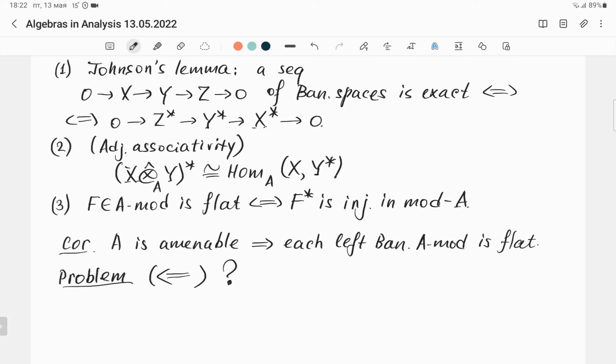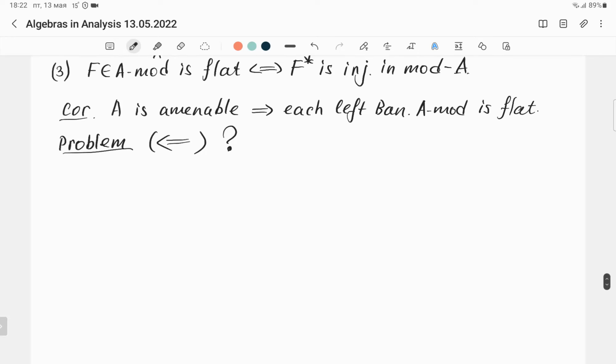Okay, so this was a short introduction devoted to Banach theory. So what we want to do is to extend the notion of flatness to the setting of locally convex topological modules.